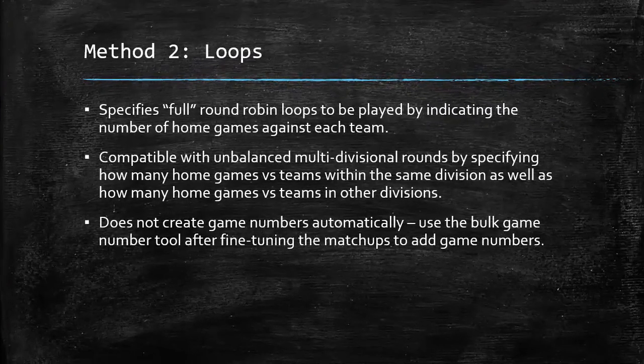The next method of creating matchups uses the concept of round-robin loops to generate a home and away game versus every other team in the round. It allows for single, double, triple, or really any number of home and away loops to be created. Let's take a look at this in action.